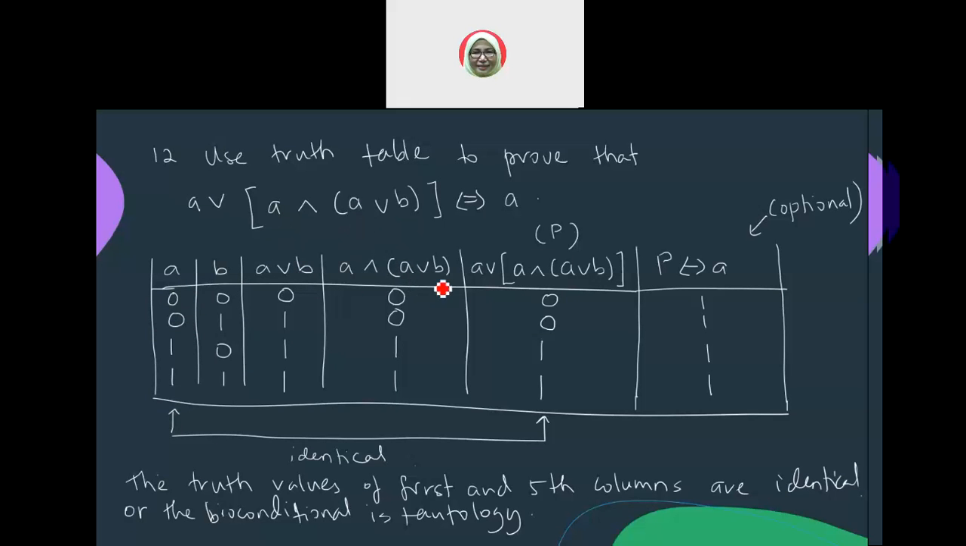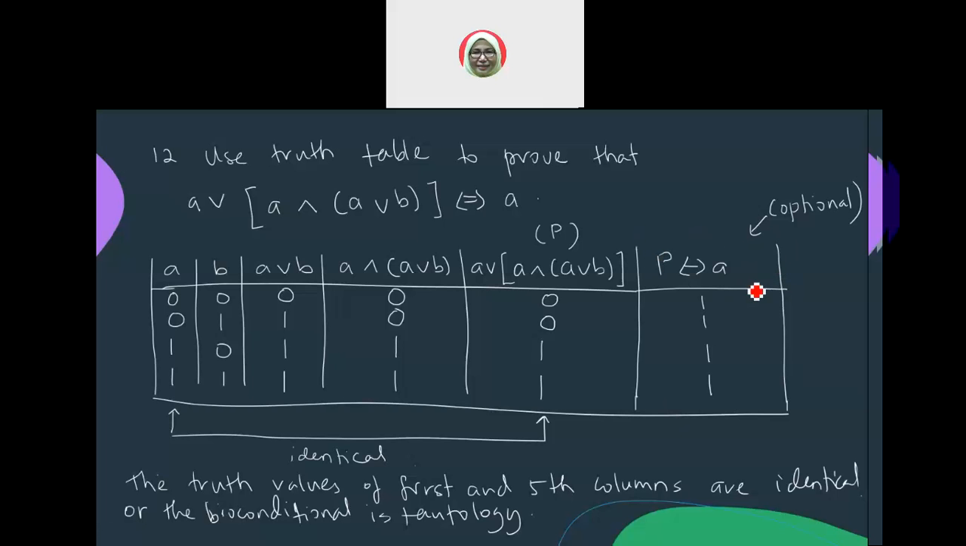So this one. Then next, the whole left hand side, I just name it as P. Here I use a biconditional A. So this, the last column, is actually optional.